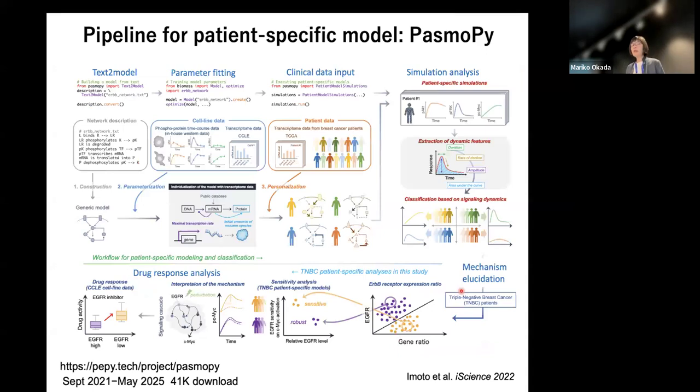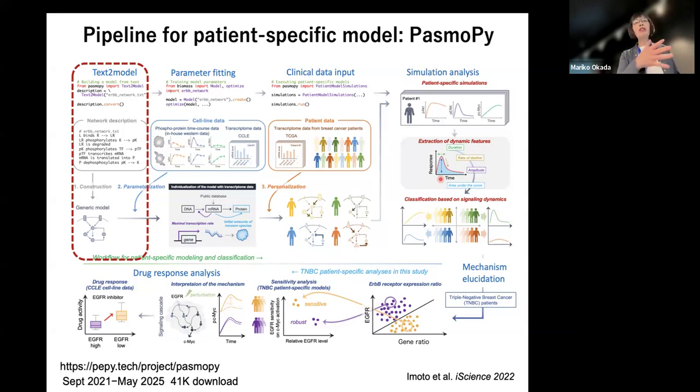So now we have set up this kind of patient-specific model, and we call the small pipeline Pasmopy. This Pasmopy can do the parameter fitting, critical data input, and the simulation analysis. We also actually used the text model to develop this model. And this is the reason we moved forward to natural language processing.